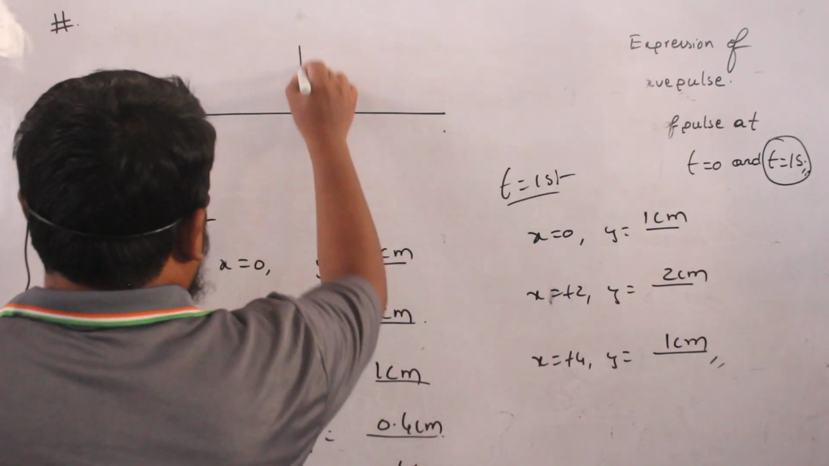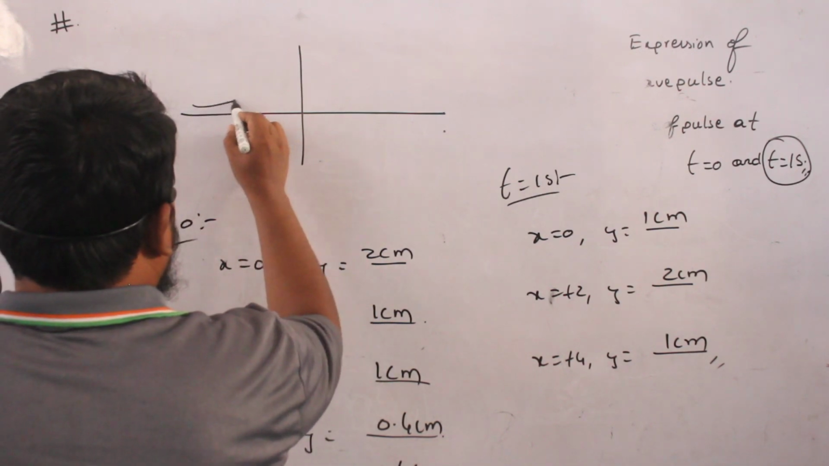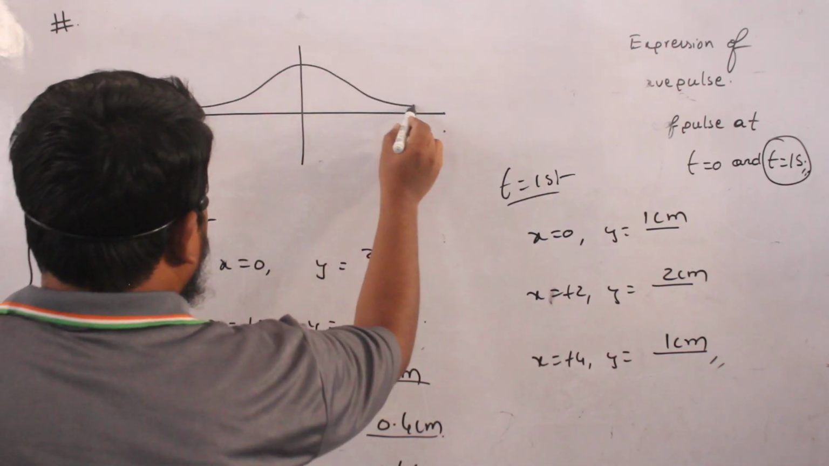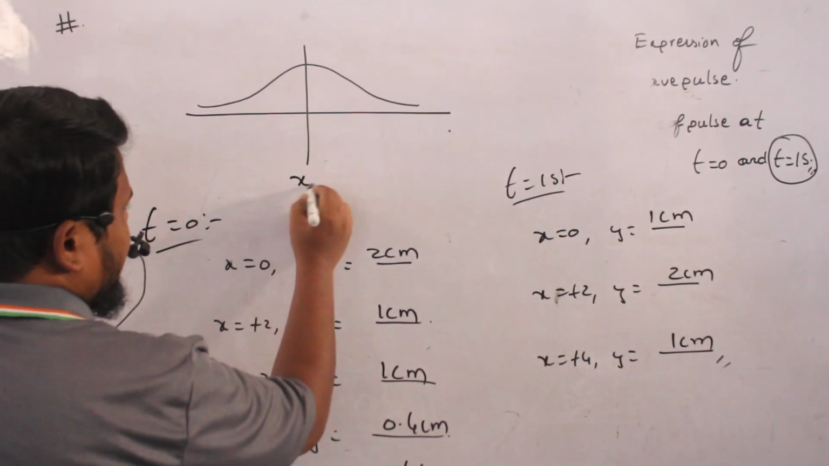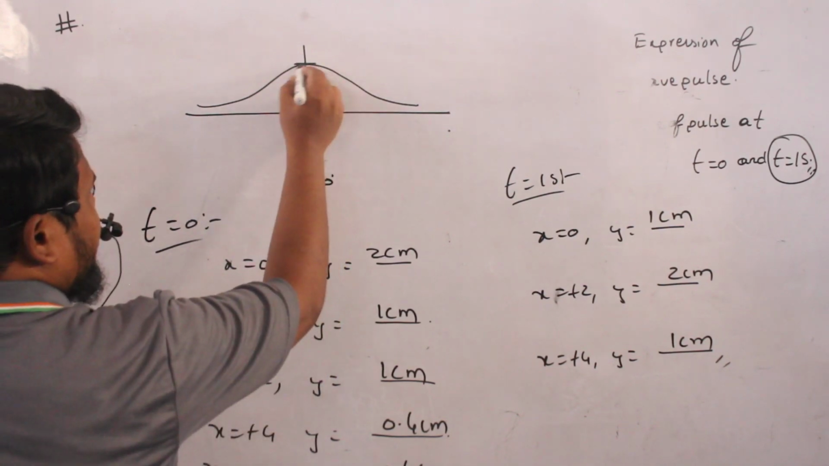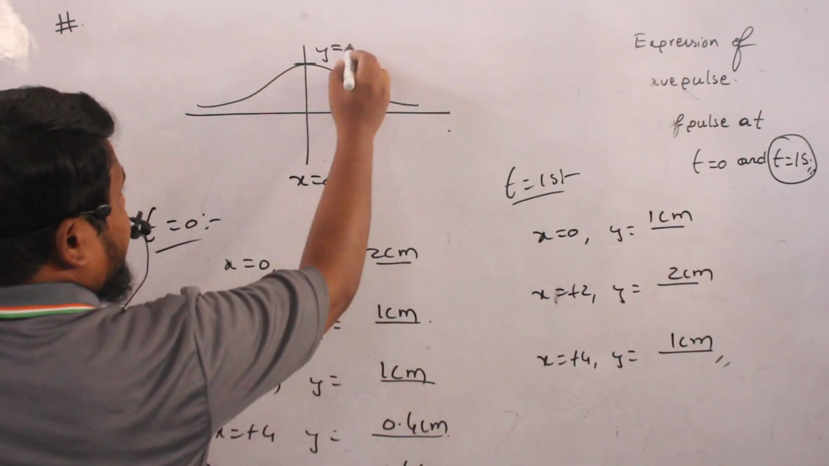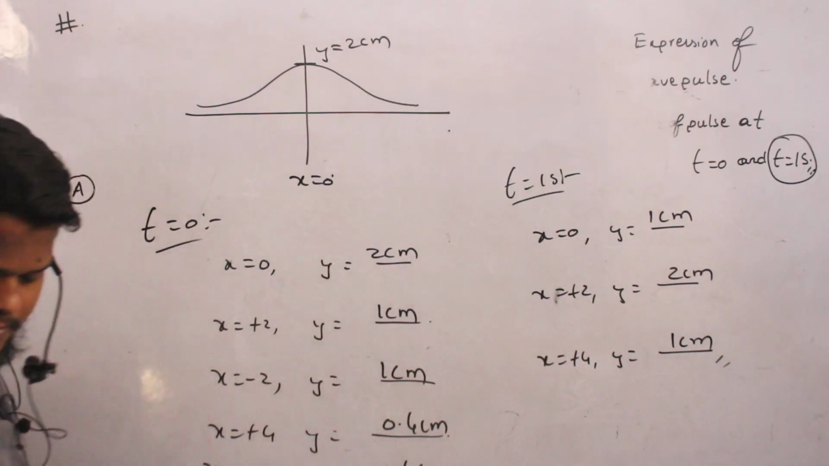Therefore, graph I can draw like this. So this is the approximate shape of the graph when time is equal to 0. Clear? So here x value is 0. What is y value? y value is equal to 2 centimeter.